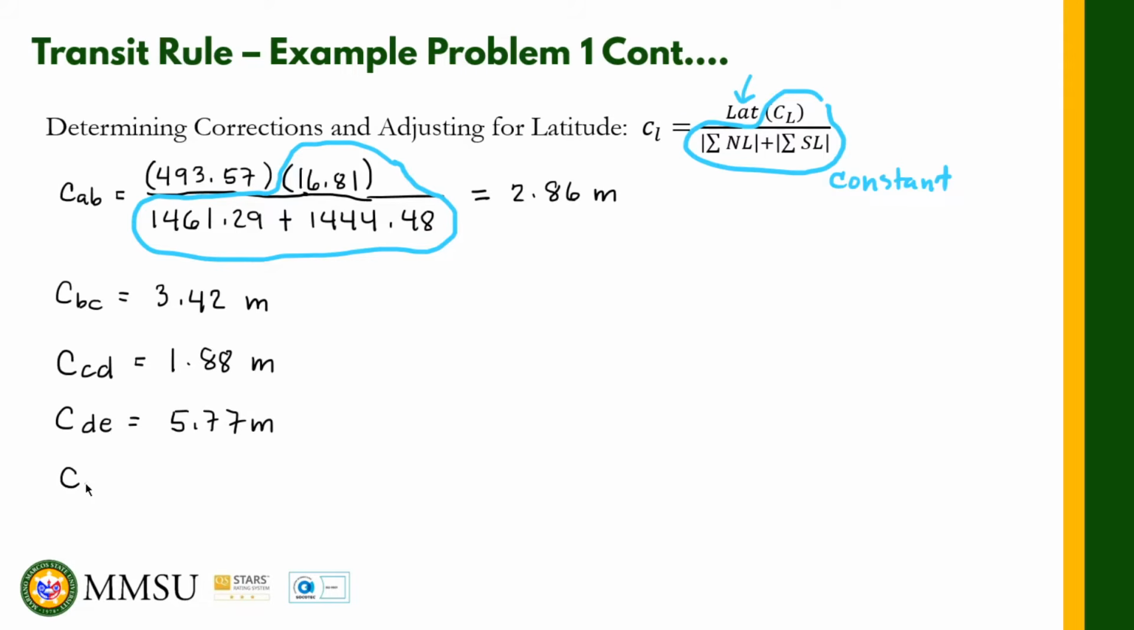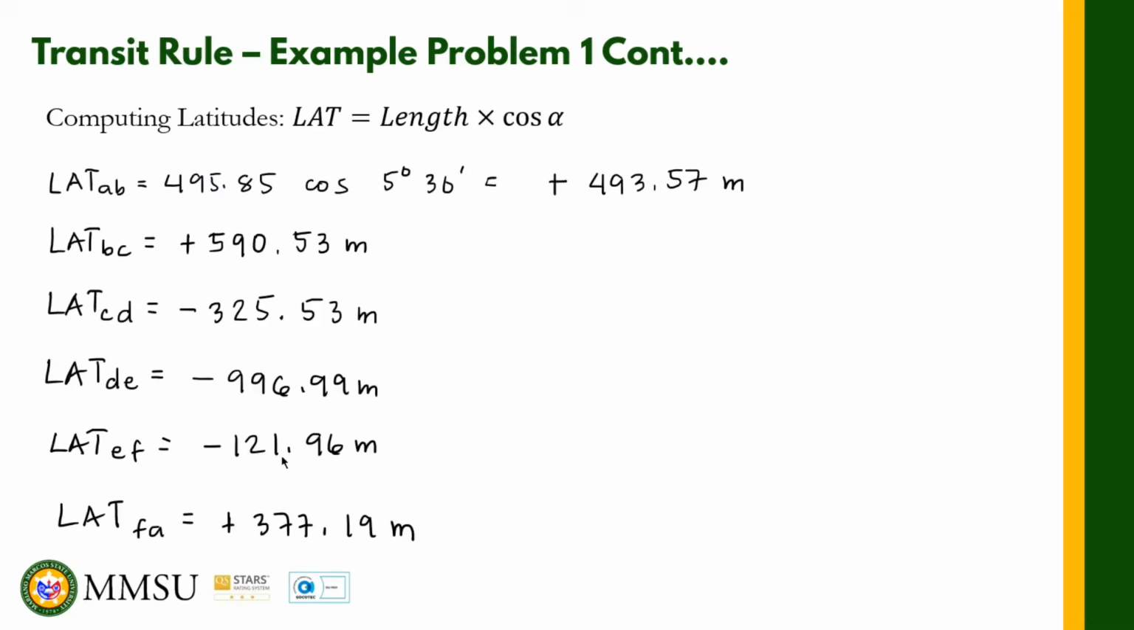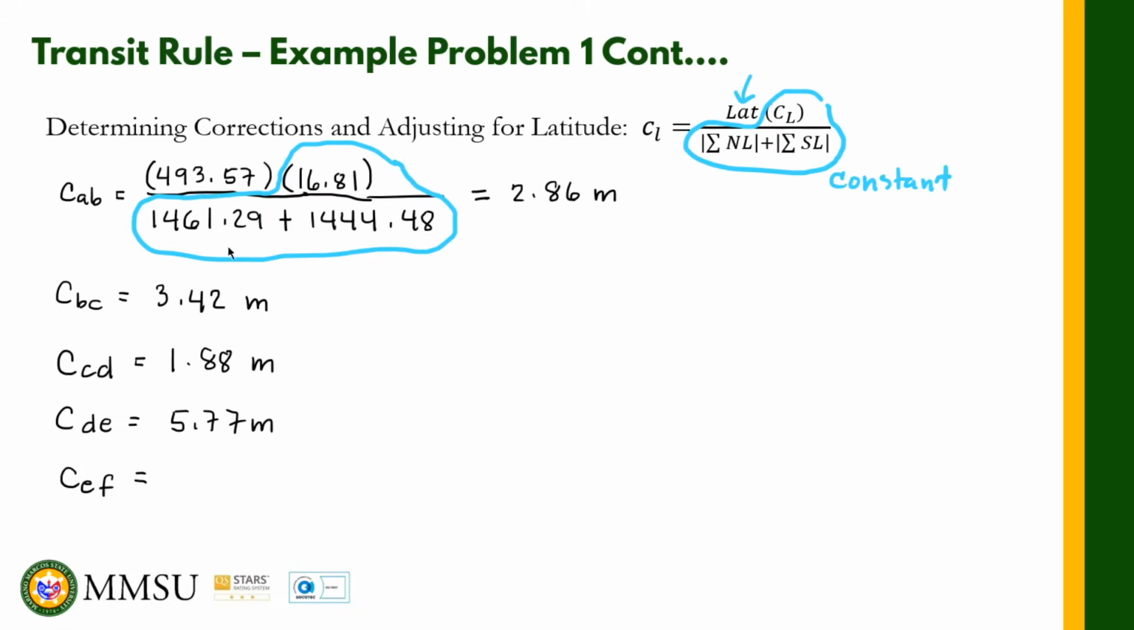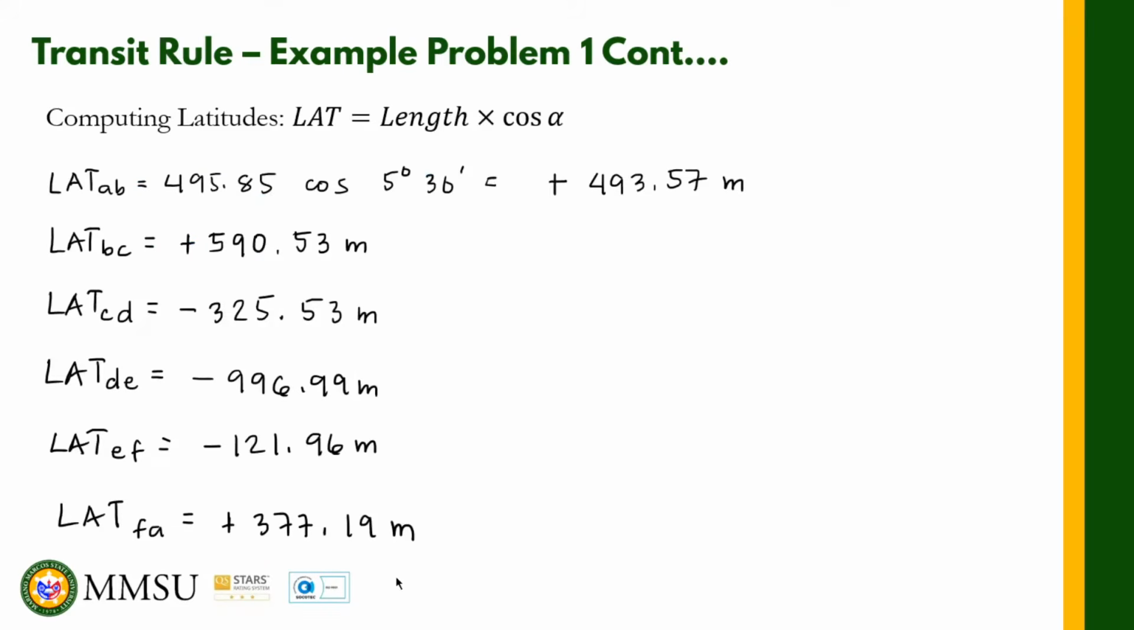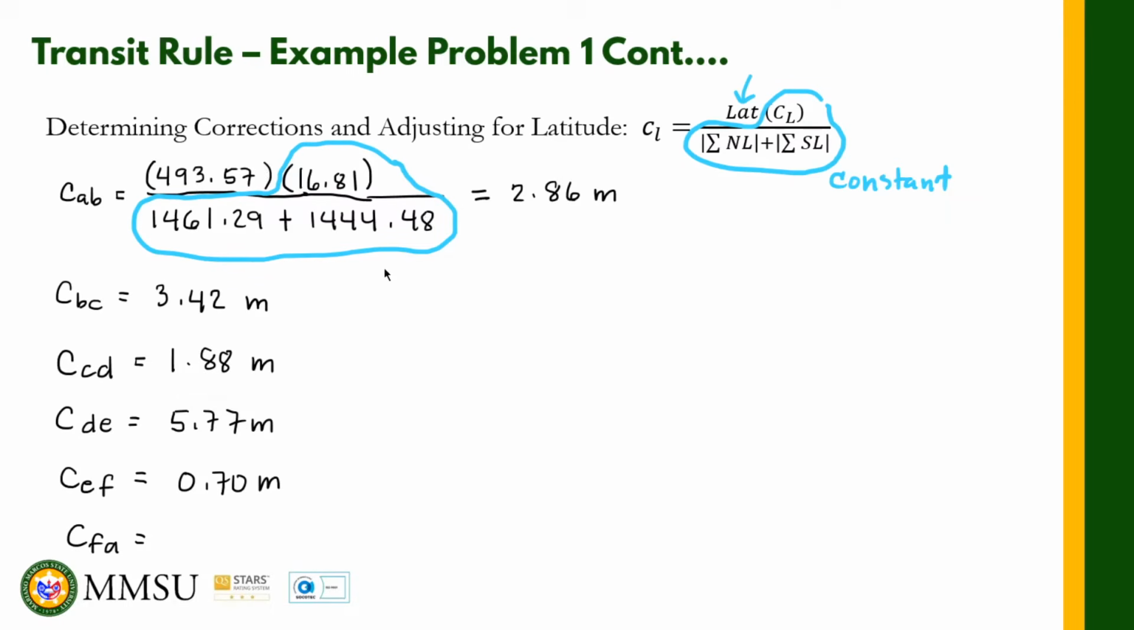The correction for EF is just equal to 121.96 multiplied by the value of this one, that is equal to 0.70 meters. And finally, the correction for FA is equal to the latitude of FA, which is 377.19 multiplied by the value of this one, and that is equal to 2.18 meters. Now, these are the corrections of the latitude.